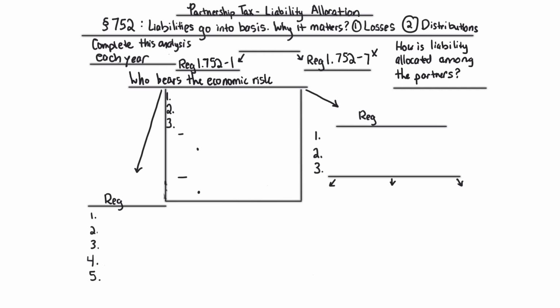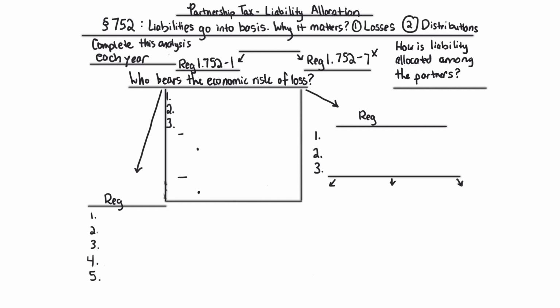So who bears the economic risk of loss? That's the question we ask. That's a central question. If you're doing an exam problem, somewhere, even multiple times, you want to put down who bears the economic risk of loss. That is the heart and the focus of the 752 regs.